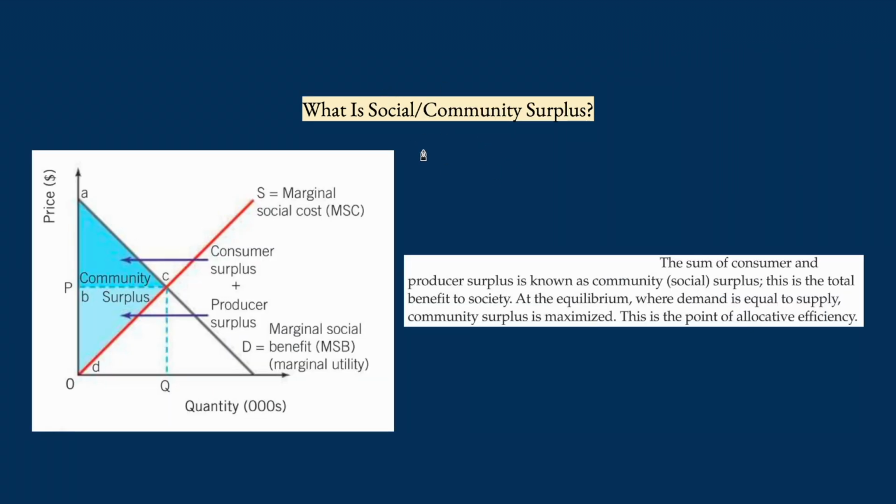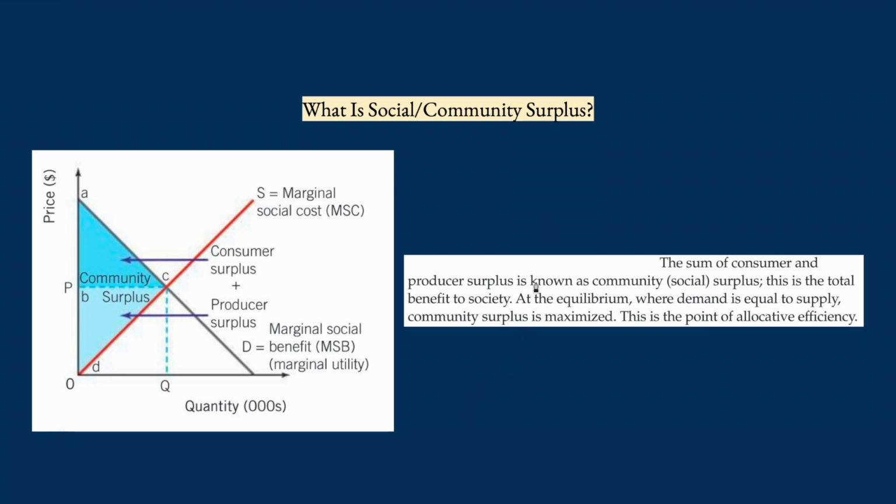All right, so now let's take a look at the 3 new terms we introduced before. First of all, what is community surplus, or sometimes from the IB syllabus, they call it social surplus. It's the same thing. Make sure to remember that. Well, the sum of consumer and producer surplus is known as community or social surplus. This is the total benefit to society, meaning that all the extra satisfaction gained by both consumers and producers that benefits society overall is going to be the community surplus as labeled on this graph.